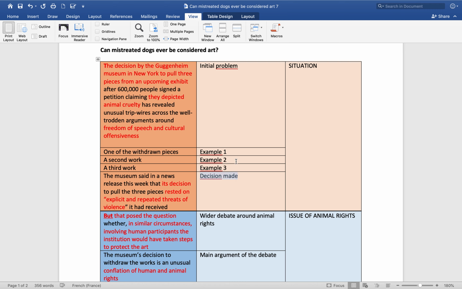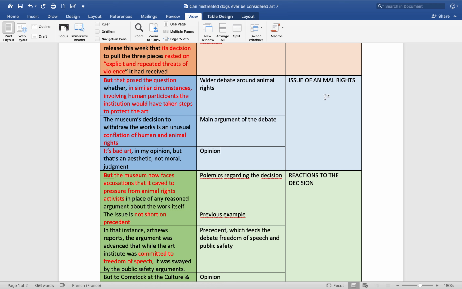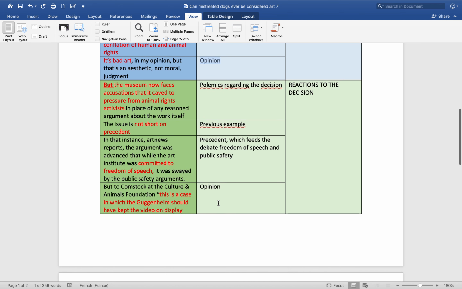Second part, much smaller, I get the issue of animal rights. So the wider debate around animal rights, the main arguments of the debate, and the extra opinion by Comstock at the end, right? So all of this belongs to this debate on animal rights. And then the last part is the reactions to the decision.